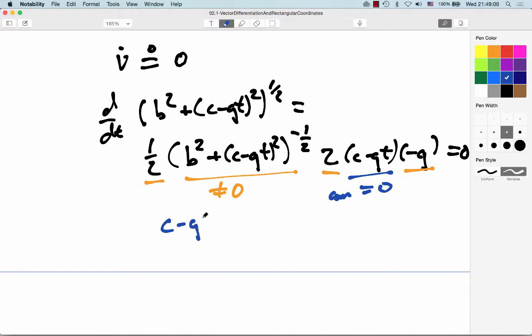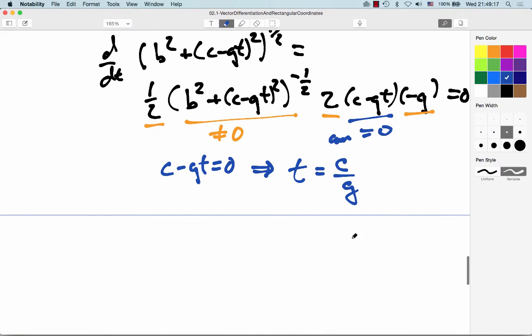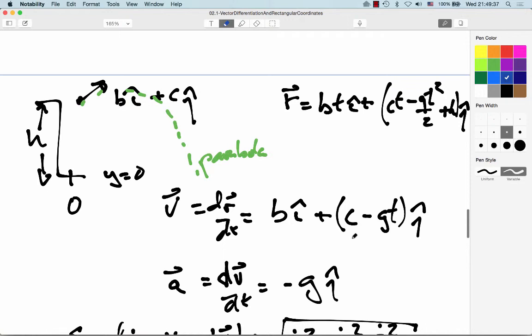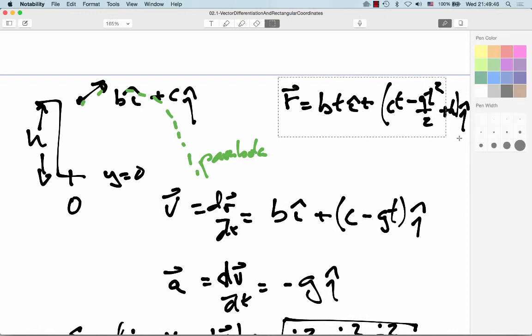So we'll say c minus gt equals 0, and that tells us that we are at a minimum at a time of c over g. Okay, now strictly speaking, to figure out that this is a minimum, you should do the second derivative test. I'll leave that as an exercise. Trust me, it works. But we can locate the position by sticking in to our position we had before. We'll stick in our value of t and see what happens. So let me just copy what we got right here real quick.